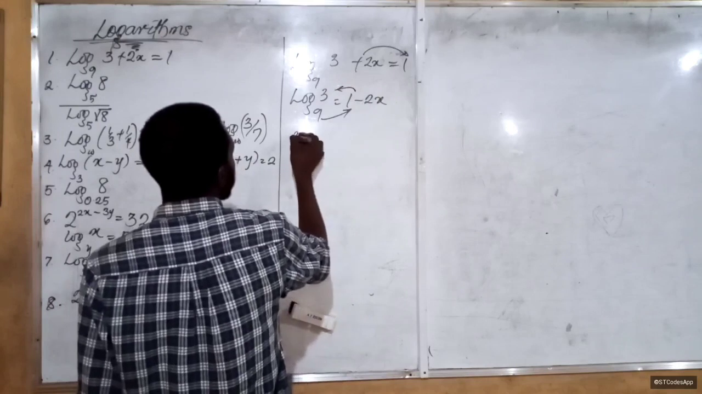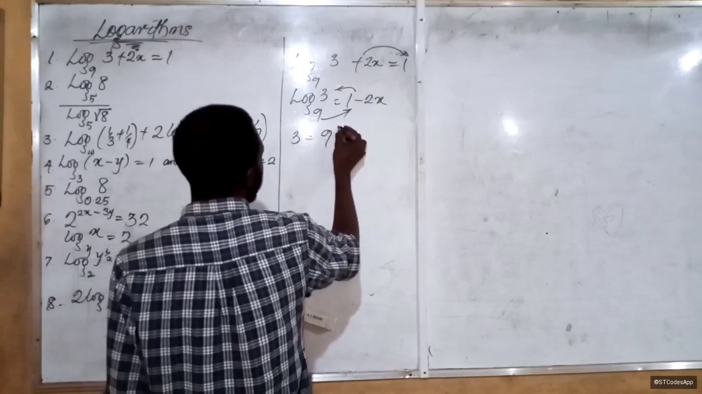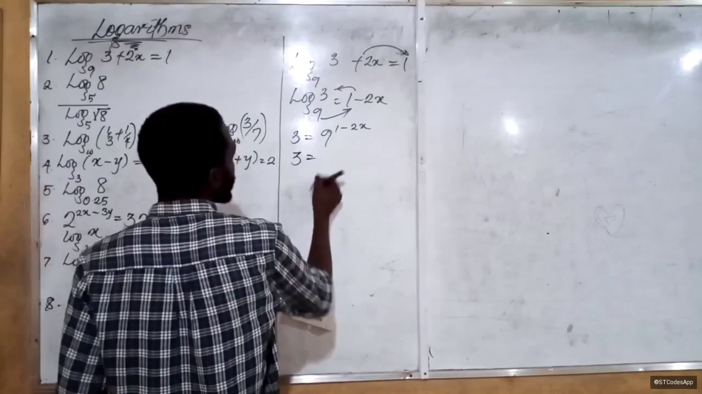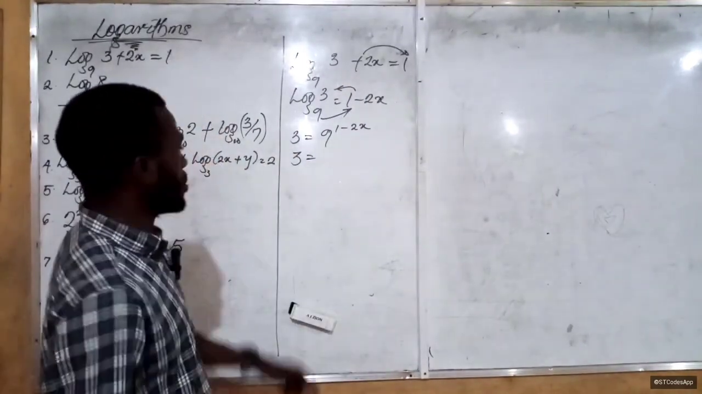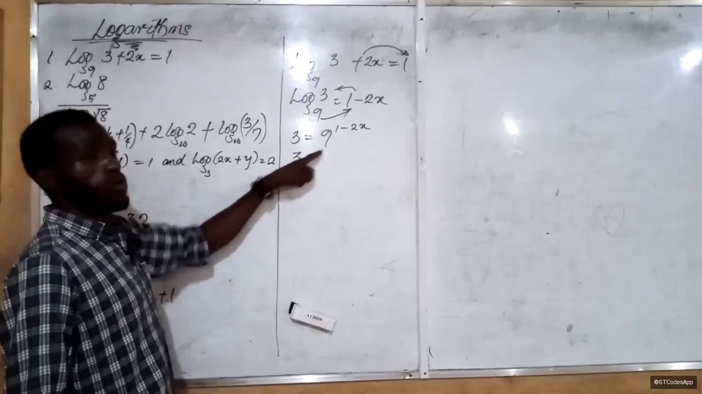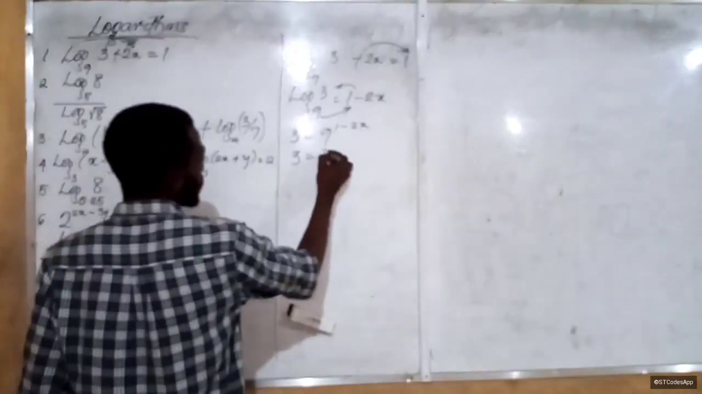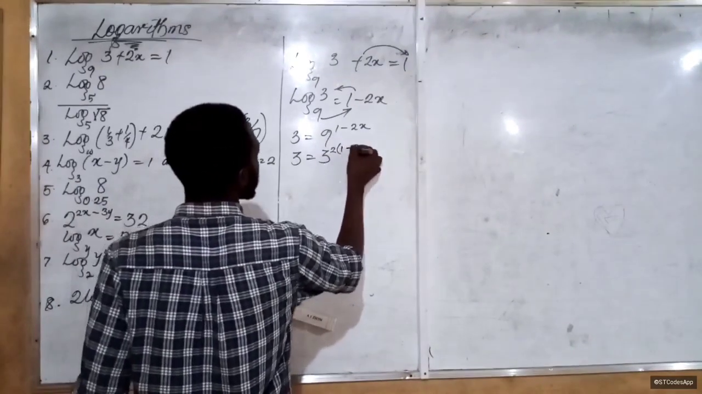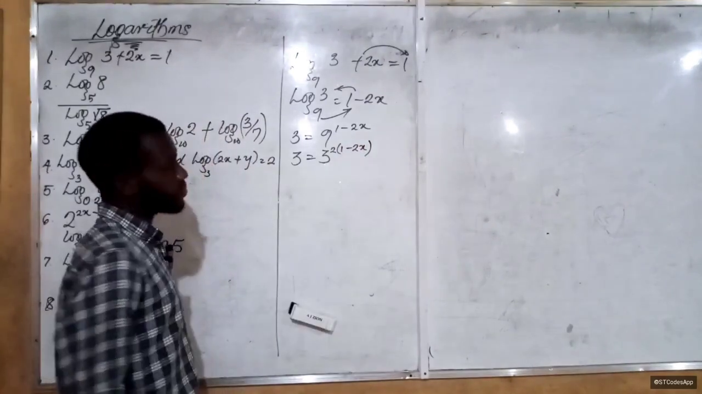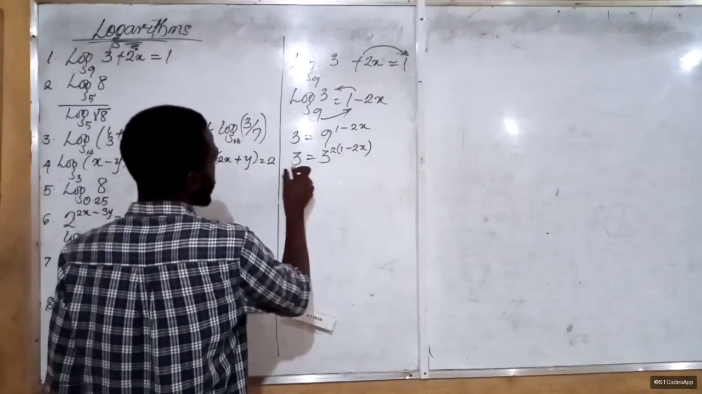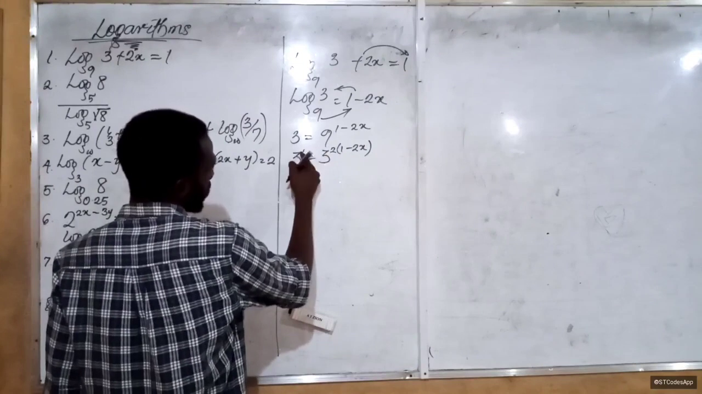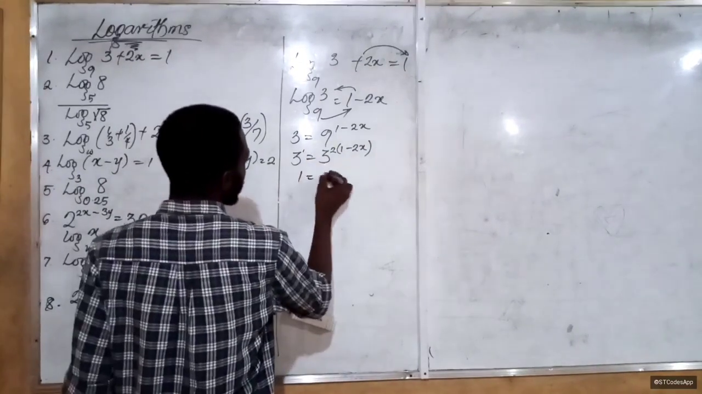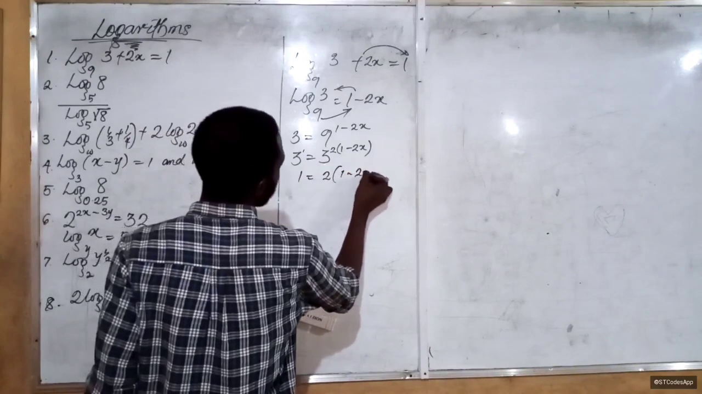So we have 3 will be equal to 9 raised to the power 1 minus 2x. We equalize the bases, so that 3 is equal to 3 squared, which is 9, all raised to the power 1 minus 2x. Since these bases are equal, then these powers must be equal. Remember that this one is raised to the power 1. So we have 1 equal to 2 into bracket 1 minus 2x.